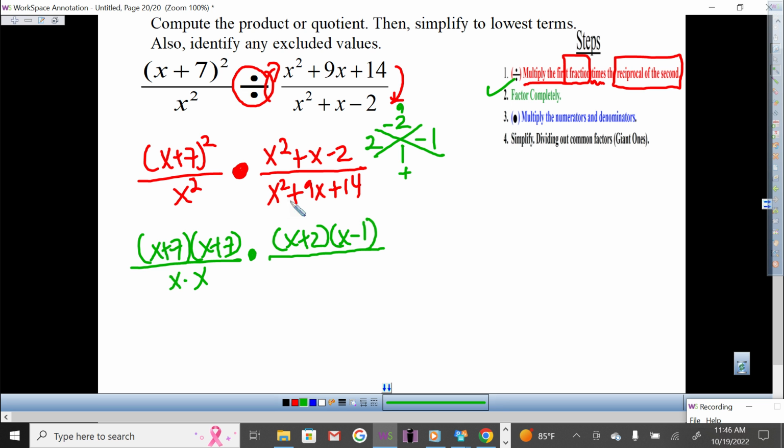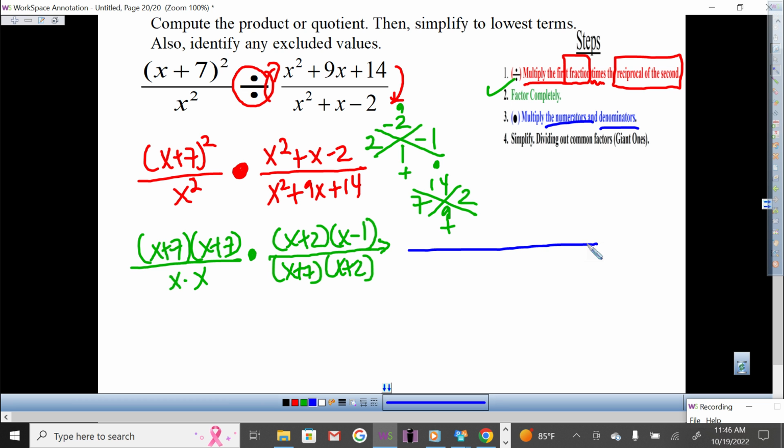Denominator, standard form, yes. GCF, no. So therefore, factors of 14 that add up to 9. Diego, Rosa. 7 and 2. So my factors are x plus 7, x plus 2. So we're done with step 2. Let's go to step 3, which is multiply numerators times numerators, denominators times denominators.